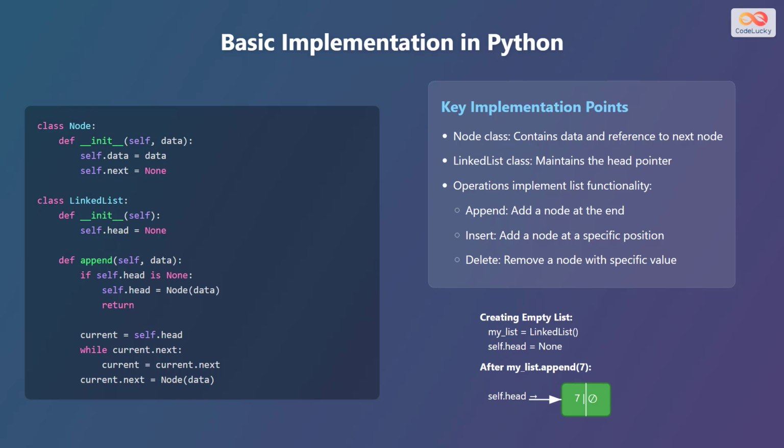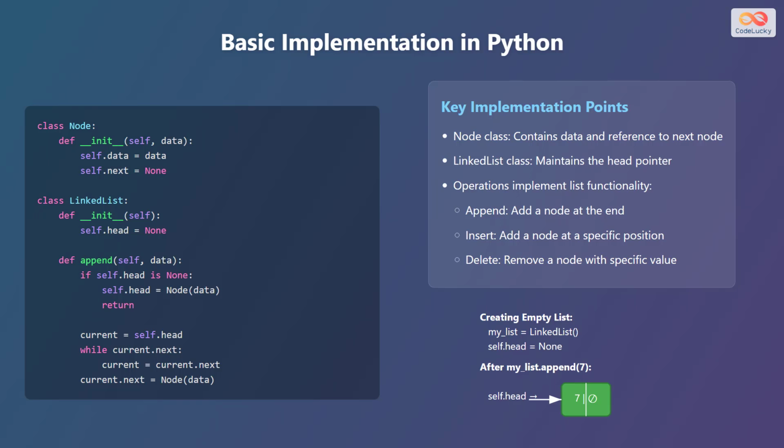Let's explore a basic implementation of a linked list in Python. First, we define a node class which contains the data and a reference to the next node, initializing the next reference to None. Next, we create a linked list class which maintains a head pointer, initially set to None for an empty list.